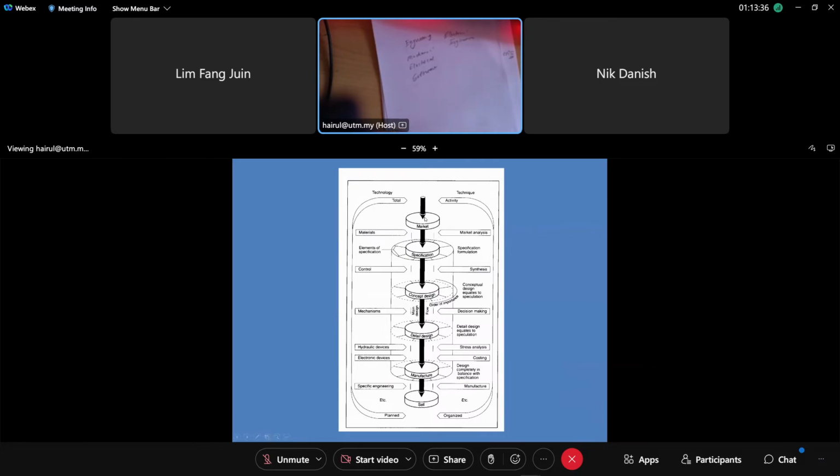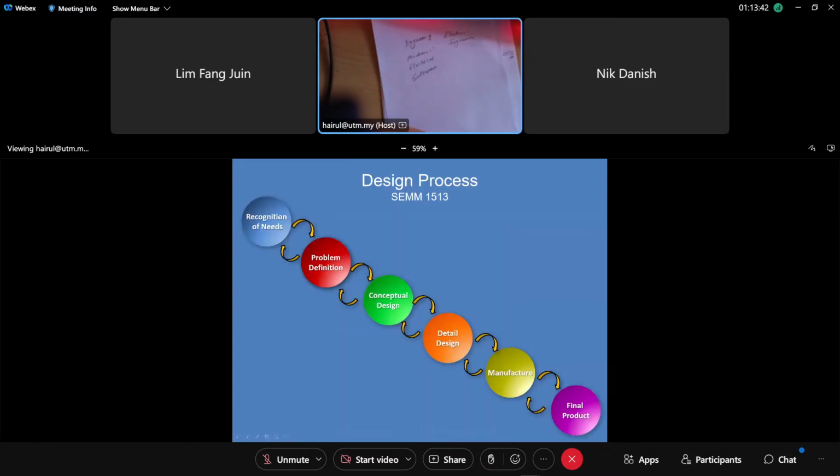That is why sometimes if you design something but the market is not there, it's totally worthless. Useless. No point you designing that. That is recognition of need. Why do you need to design this thing? Is there demand or not? That is important. It is like a market survey.